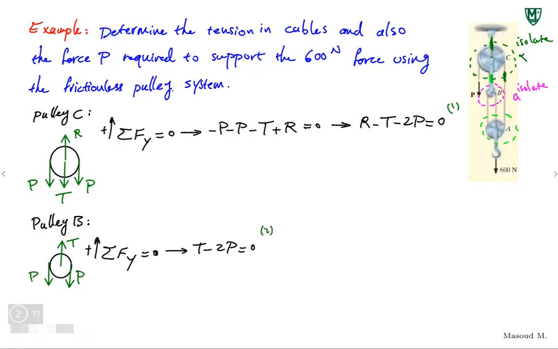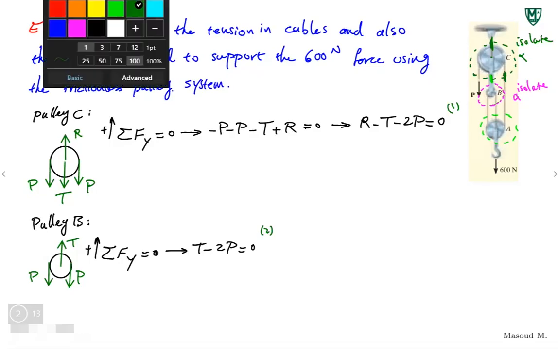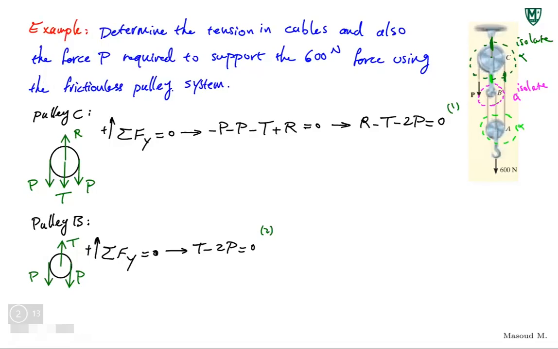This is good. We have another relationship between T and P, but we still do not know P and we do not know T. So we cannot find anything out of this. So going to the next pulley. Now I'm isolating this one. Pulley A.